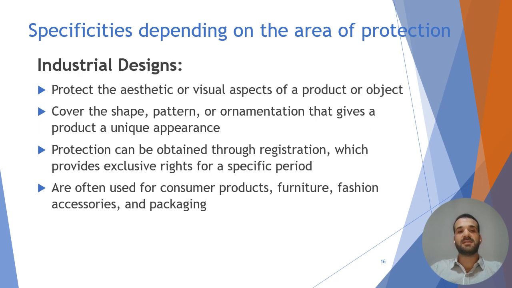Concerning industrial designs, they protect the aesthetic or visual aspects of a product or object. They cover the shape, the pattern, and the orientation that give a product a unique appearance. Protection can be obtained through registration, which provides exclusive rights for a specific period, and is often used for consumer products, furniture, fashion accessories, and packaging.